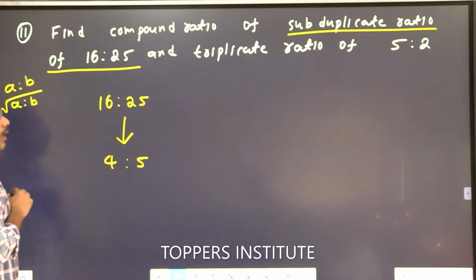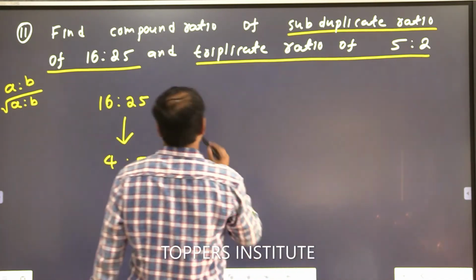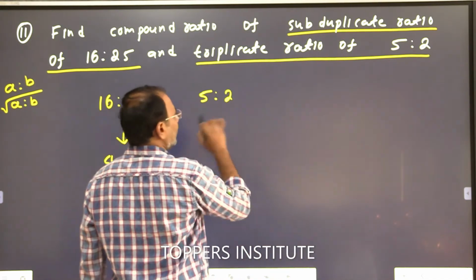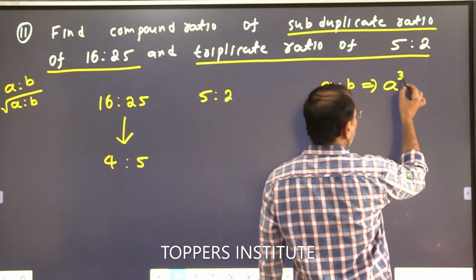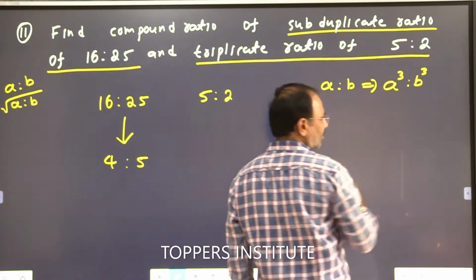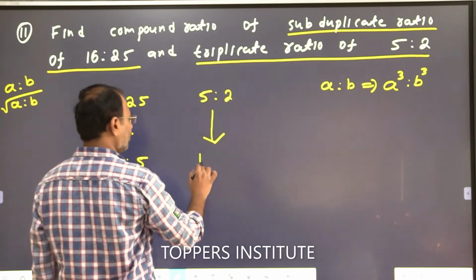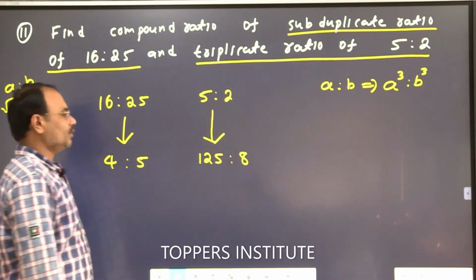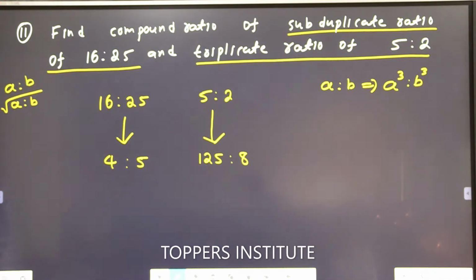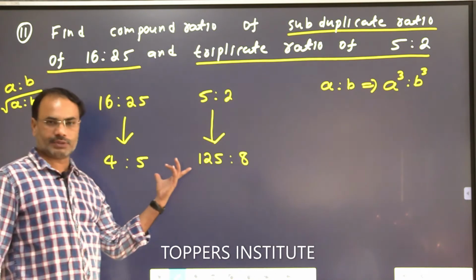And now we find the triplicate ratio of 5:2. What is the triplicate ratio of A:B? It is A cube is to B cube. Triplicate means cube. So 5 cube is 125, 2 cube is 8. So this is the subduplicate ratio and the triplicate ratio. Now we find the compound ratio of these two ratios.